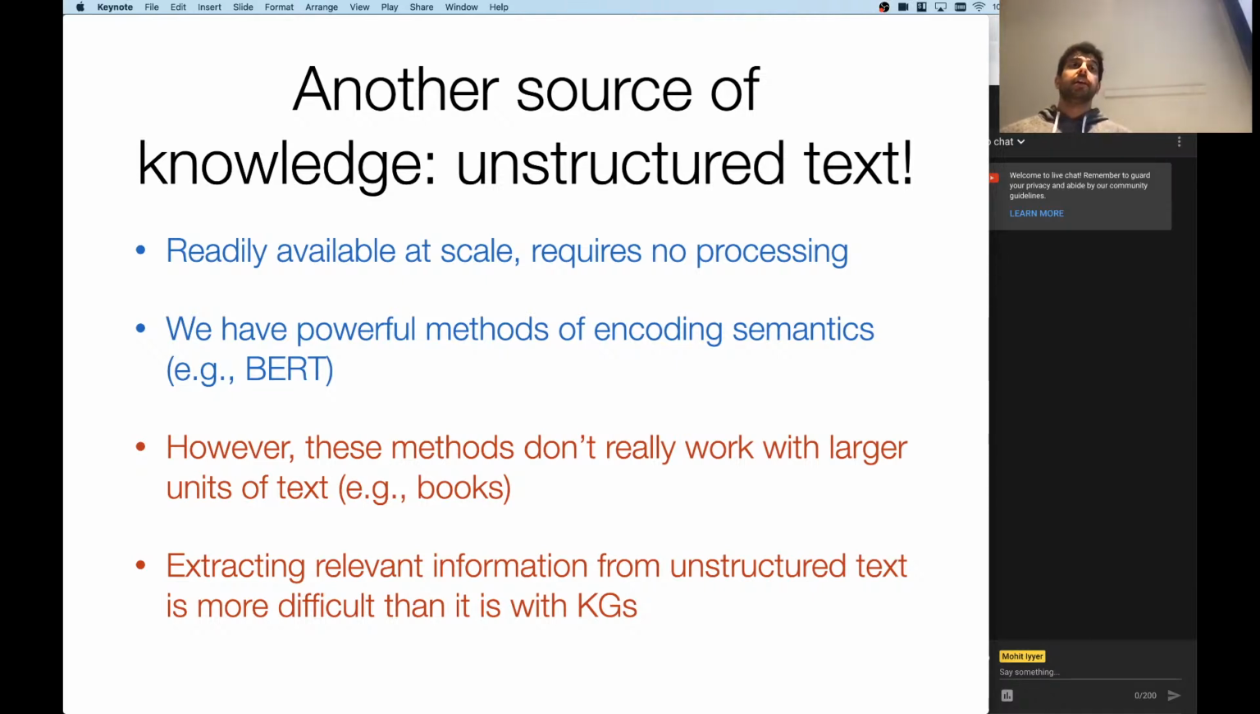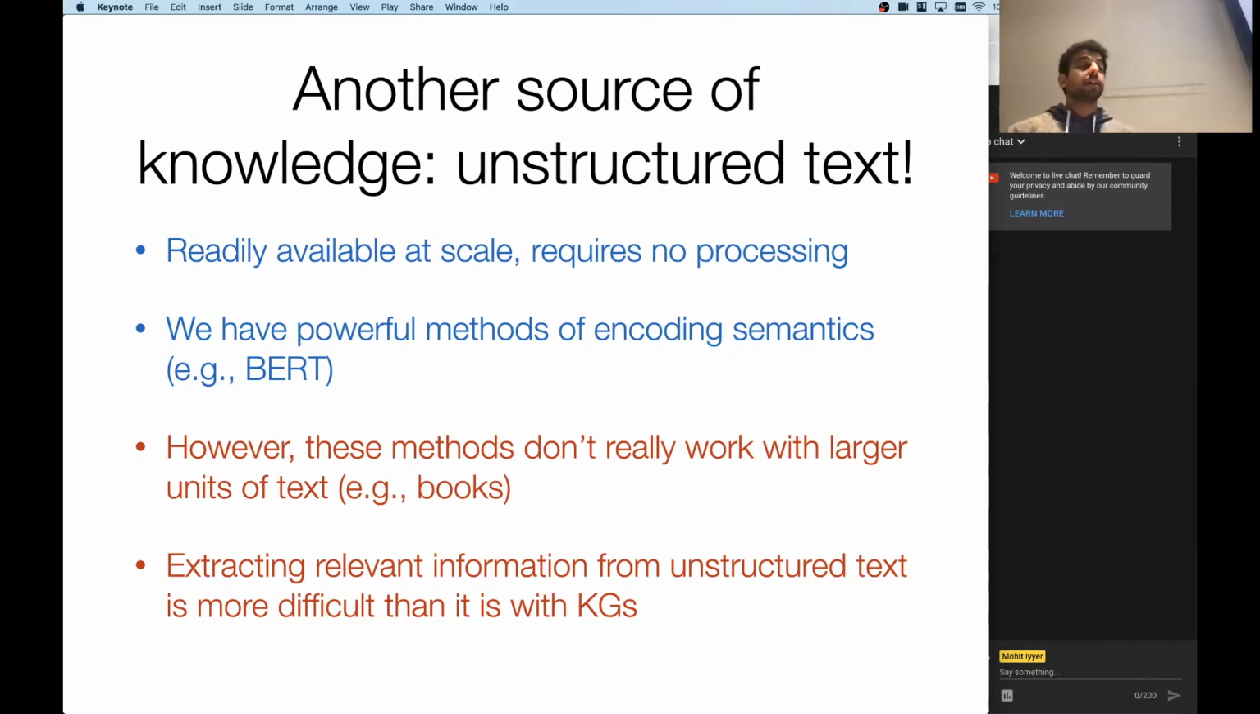So there are pros here, right? It's very cheap to collect unstructured text. I could just download the Common Crawl or whatever. And we have pretty good methods now of encoding unstructured text, right? We have seen things like BERT, for example, that are very useful in computing semantically meaningful representations of input text. So of course we don't really have a graph structure, but we still know that these representations are very useful. They contain information about the important entities and relations that are expressed in that text.